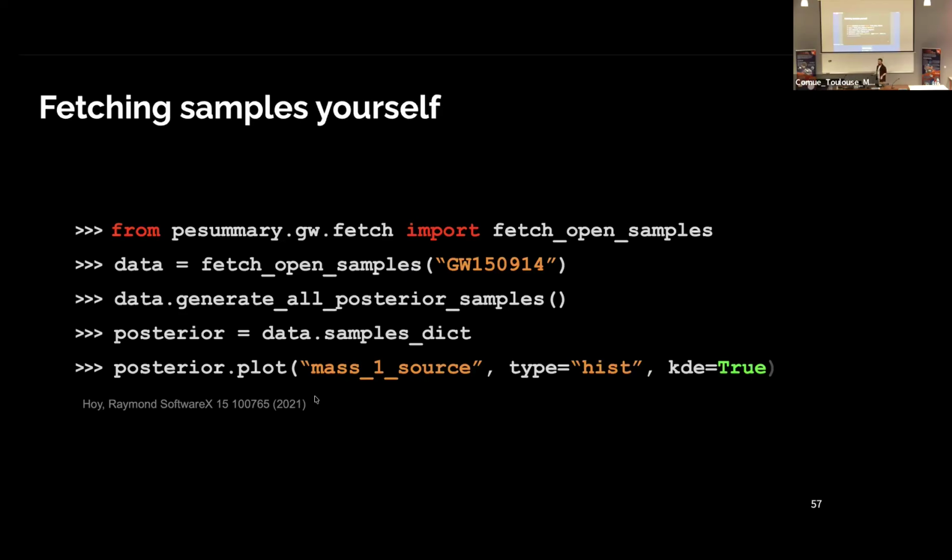You can generate all the posterior samples, and just by using this dot plot method, you can generate all of the plots that I've shown you already. You can generate those 1D histograms, those corner plots, the sky map with ease just through this one simple line of Python, essentially. So what this is going to do is generate that histogram for the mass 1 source, hence the type equals hist. And it's going to add a little KDE on there as well, a kernel density estimate, just for fun.